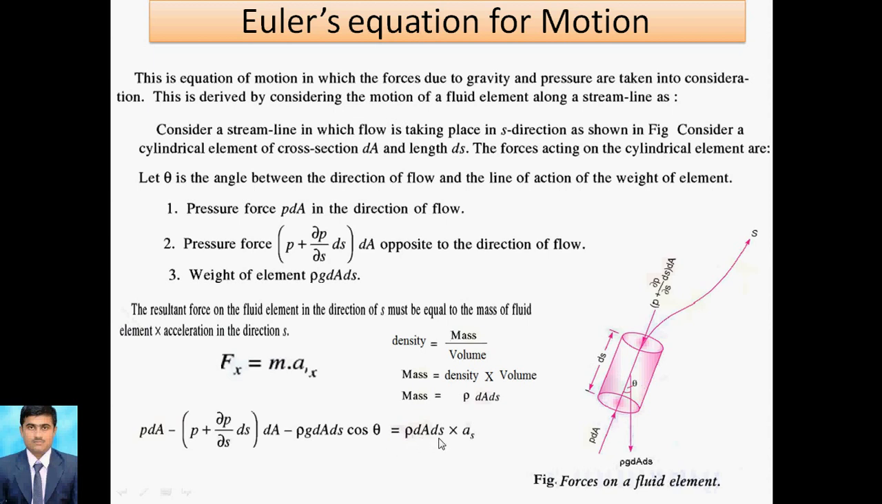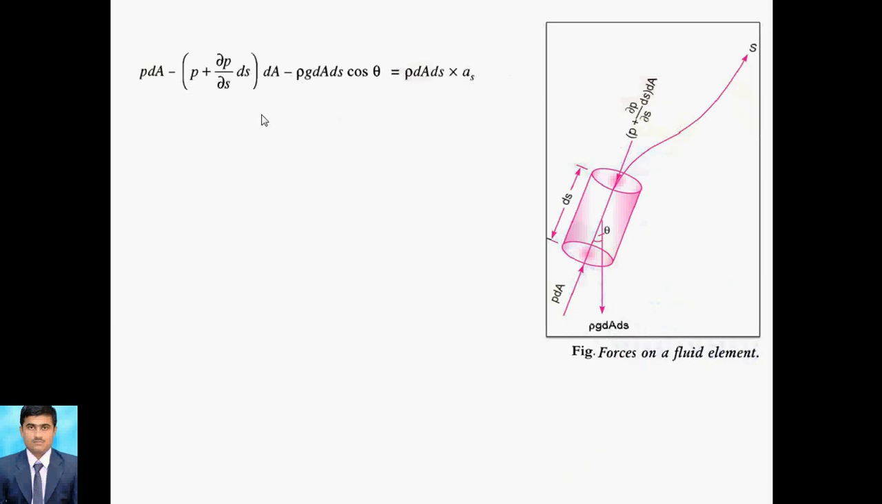And then on the other side we have rho dAds into as. So this mass and that mass are the same, rho dAds, times the acceleration. Only the direction of acceleration changes. So this is the equation for Euler's.